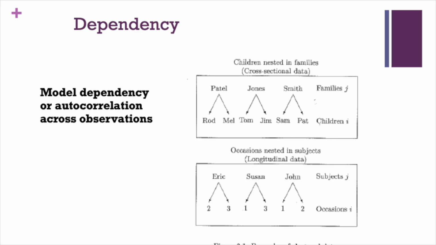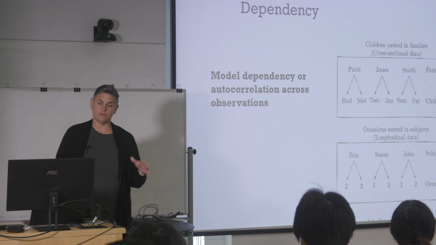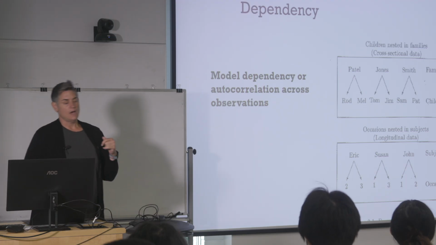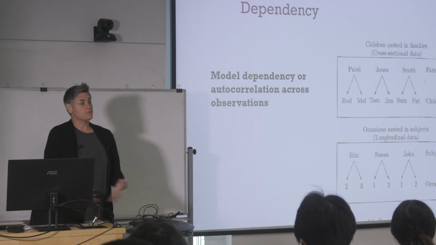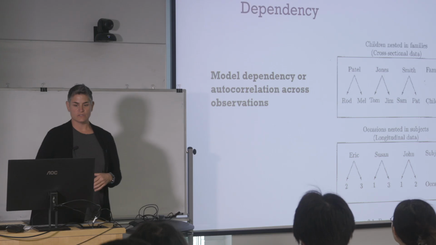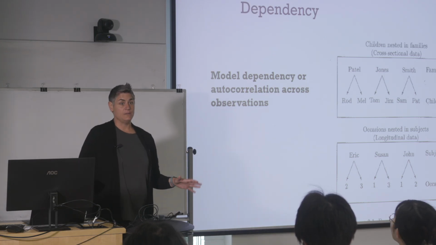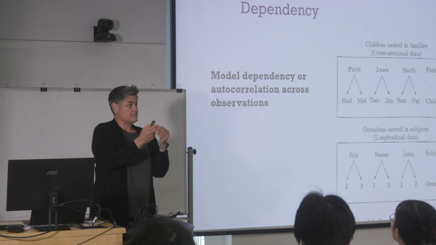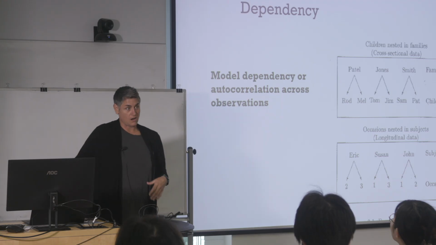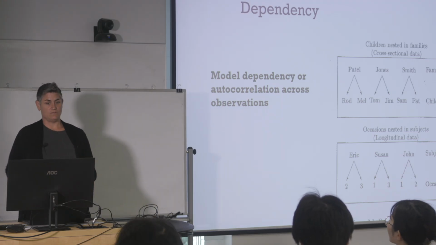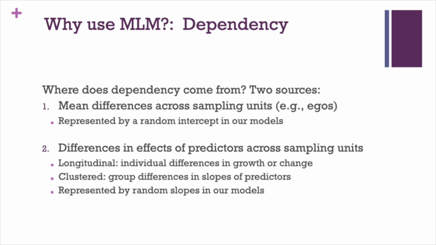So the reason why we need a multi-level model is because it violates OLS assumptions, right? So what we really want to do here is model what's called dependency or autocorrelation across observations. So for example, if you have children nested in families, kids nested in schools, observations over time nested in individuals, those observations at the level 1 ground floor of the apartment building are going to be more similar if they're nested in a common cluster than they are to any other observation. And so that's a violation of OLS. So where does this dependency come from?